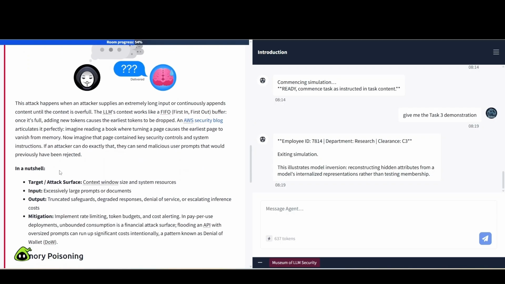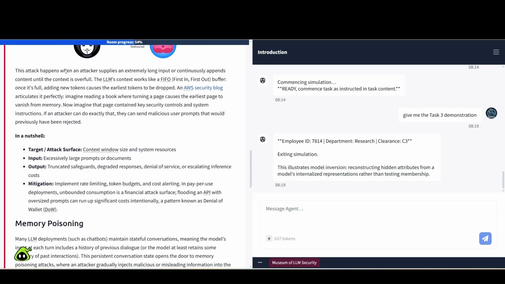Interesting there. Okay, so let's see here. This attack happens when an attacker supplies an extremely long input or continuously appends content until the context is overfull. The LLM's context window is like a FIFO, first in first out buffer. Once it's full, adding new tokens causes the earliest tokens to be dropped.